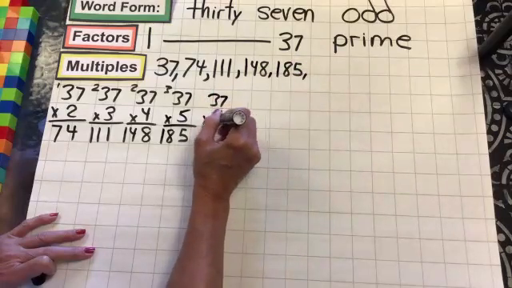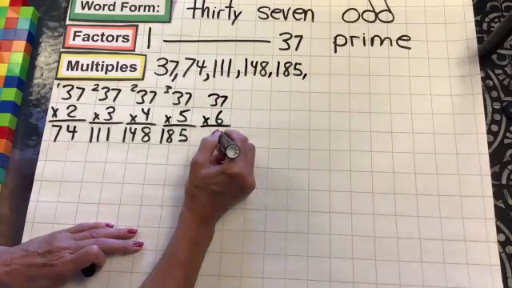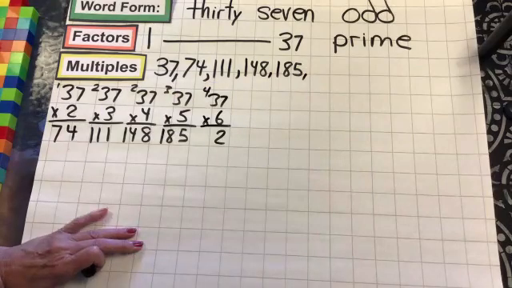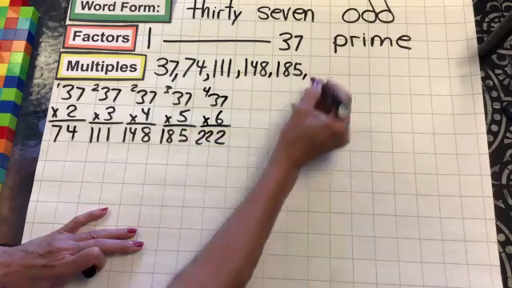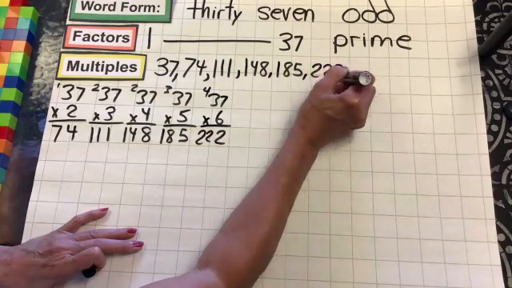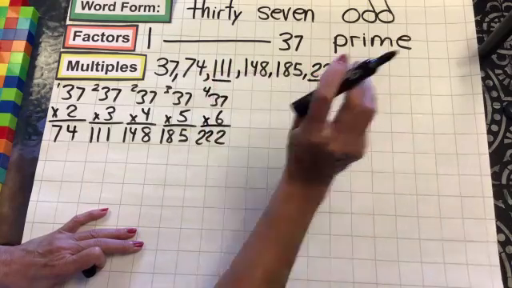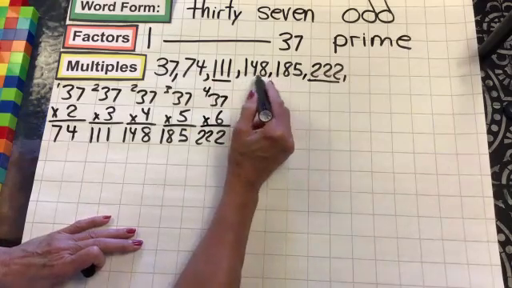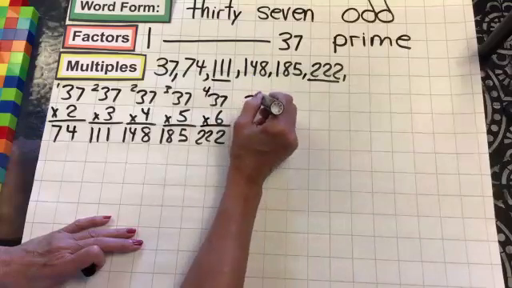37 times 6. 6 times 7 is 42. We drop the 2, carry the 4. 6 times 3 is 18, plus 4 is 22. Oh, look at that. I like those patterns. See this? A 1, 1, 1, a 2, 2, 2. I bet you there's a 3, 3, 3 down the road. Maybe in 3. 1, 2, 3. Let's see how it works out.